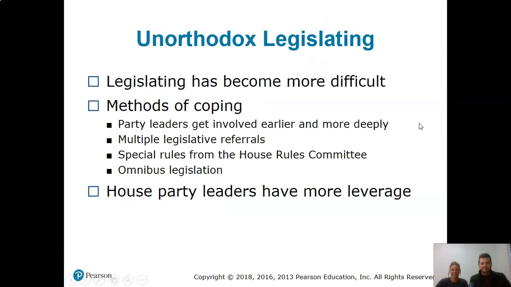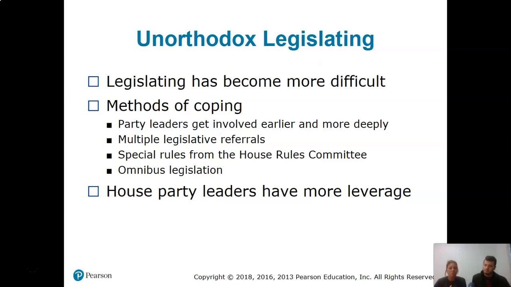All right, moving on. Okay, so unorthodox legislating. Creating legislation and getting it passed has become more difficult for all the things we just talked about. The lawmaking process in general was purposely set up to be slow and drawn out, because we don't want to live in a country where we're constantly changing things, right? Change is purposely slow.